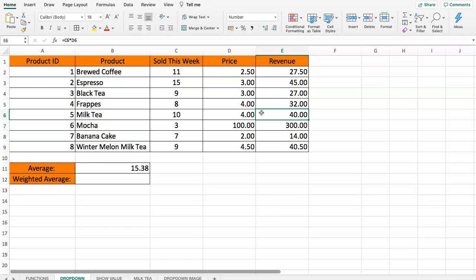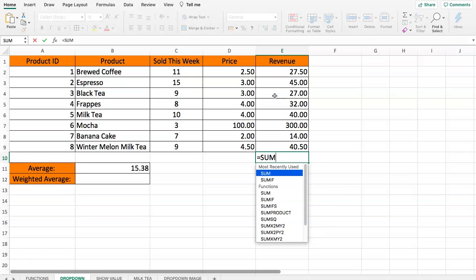To calculate this, we need to know how many products are being sold in total, and we need to know what the total revenue is. And those together we have to divide, and then you get what we call the weighted average. Alright? So let's start and calculate them together.